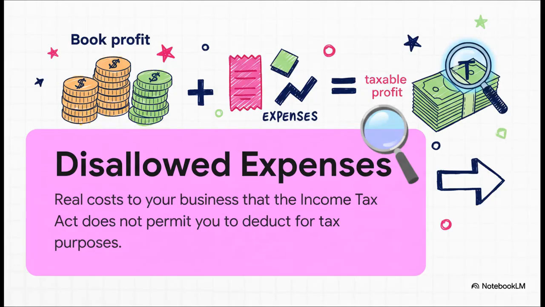So, just to be super clear here, disallowed expenses are not imaginary. You really spent this money. It came out of your business. But in the eyes of the tax law, for the purpose of their calculation, it's like it never even happened. So your book profit went down, but your taxable profit stays up.